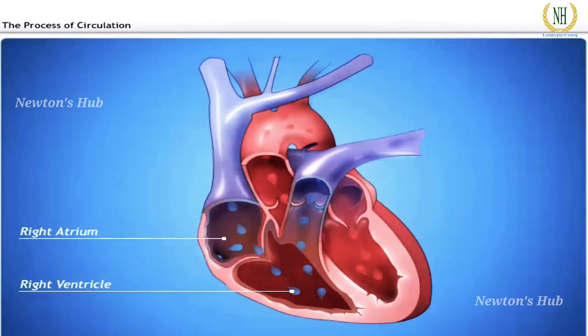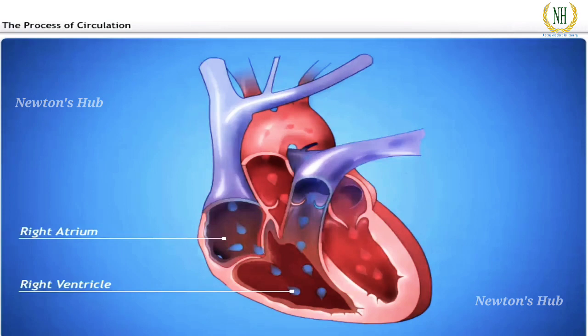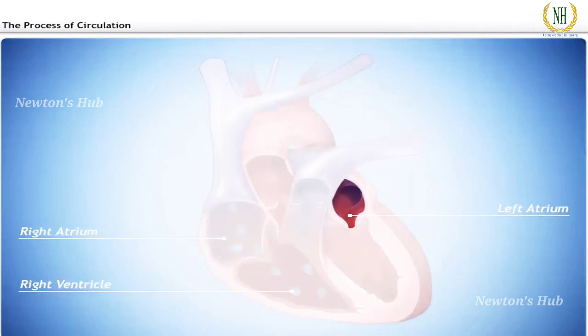Since ventricles have to pump blood into various organs, their walls are thicker and more muscular than those of the atria. Valves present in the ventricles and atria ensure that blood does not flow backwards during contraction or expansion. Blood is oxygenated in the lungs and is carried back into the left atrium of the heart.